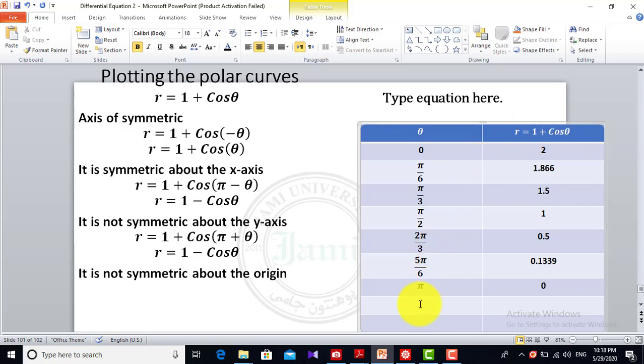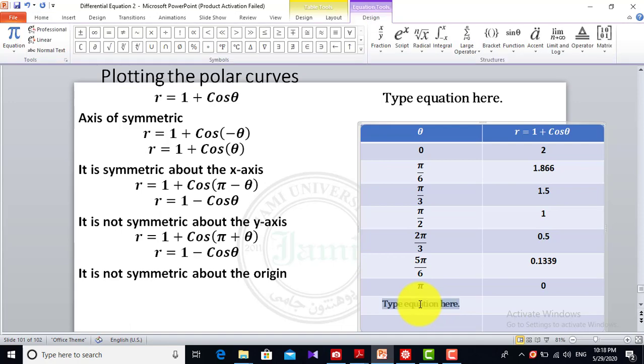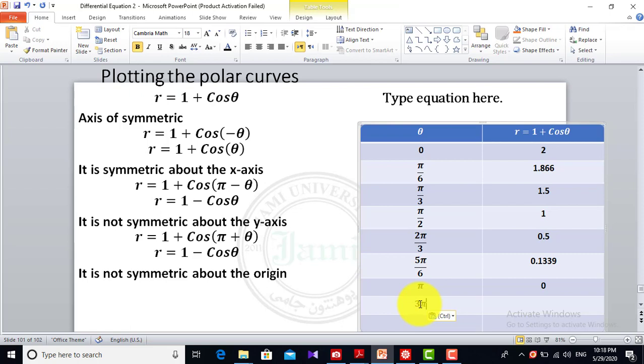The next one I will be giving some bigger value, for example 3 pi by 2, or 270. If I give cos 3 pi by 2, it is 0. 0 plus 1 is 1.